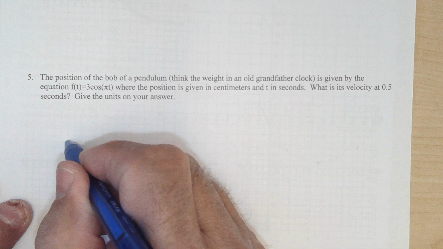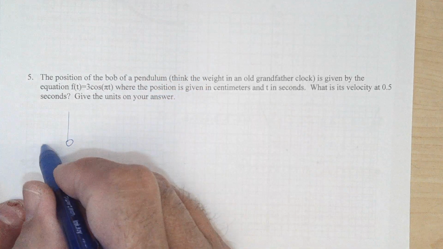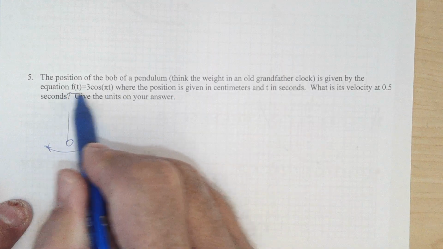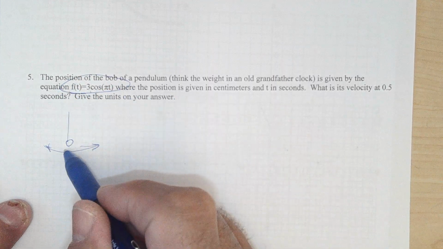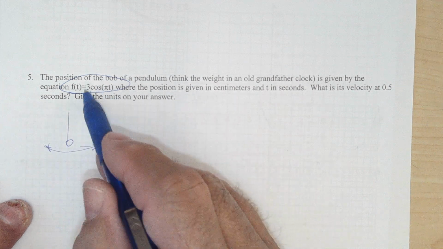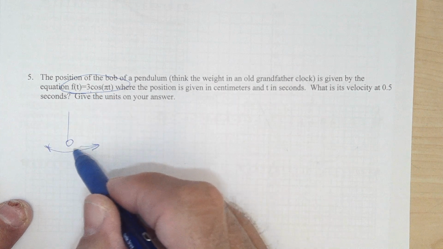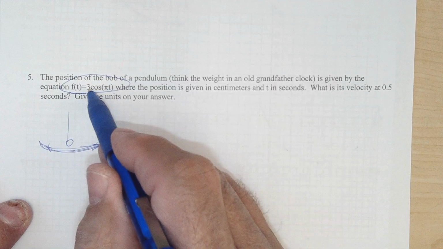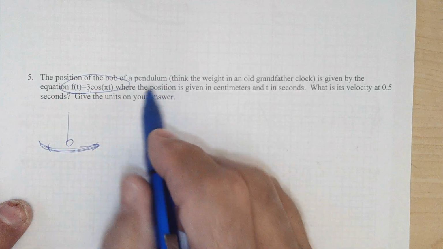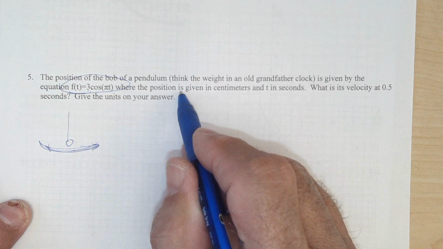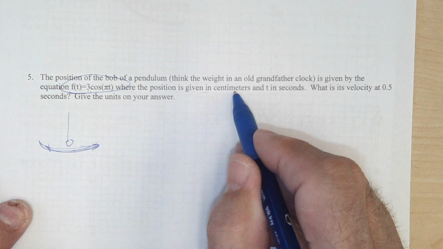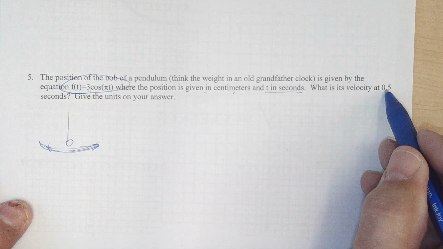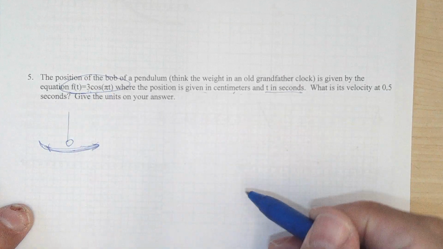The position of a bob on a pendulum that's swinging back and forth is given by this function, a cosine, which means it's over and back and over. So it goes over 3, and then goes back 3, and goes over 3, because cosine has an amplitude of 3, where the position is given in centimeters and t in seconds. What is the velocity at 0.5 seconds?